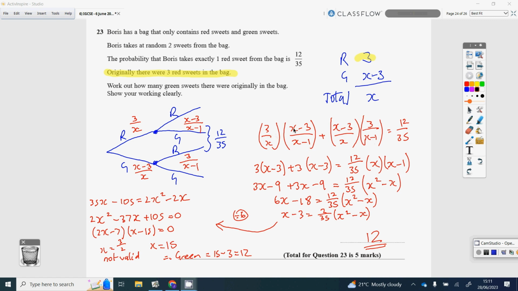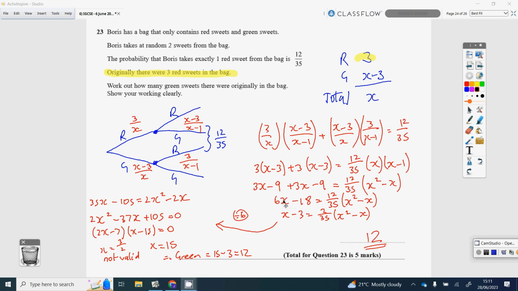So we know this red-green plus green-red has to equal our total of 12 over 35, which we were given. So we just then need to multiply out. I've multiplied everything by x times x minus 1. Multiplying through by x times x minus 1 gives us this line here, which just gets rid of the denominators. Then I've expanded my brackets, and then gathered like terms on the left.